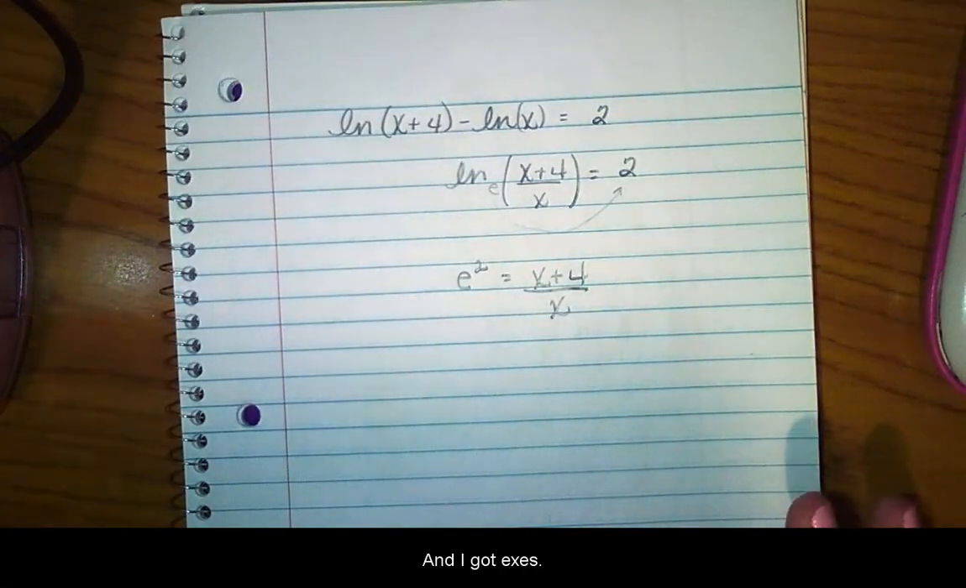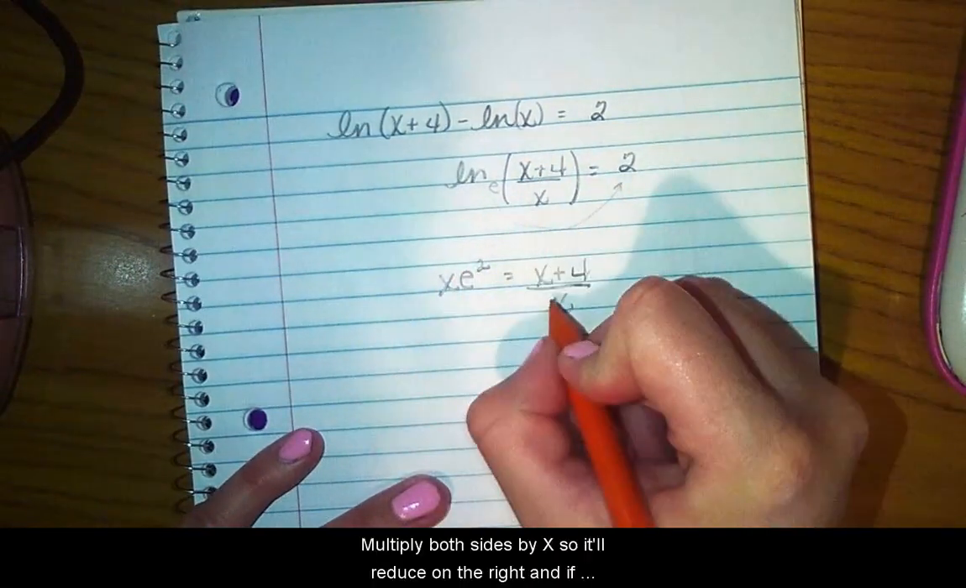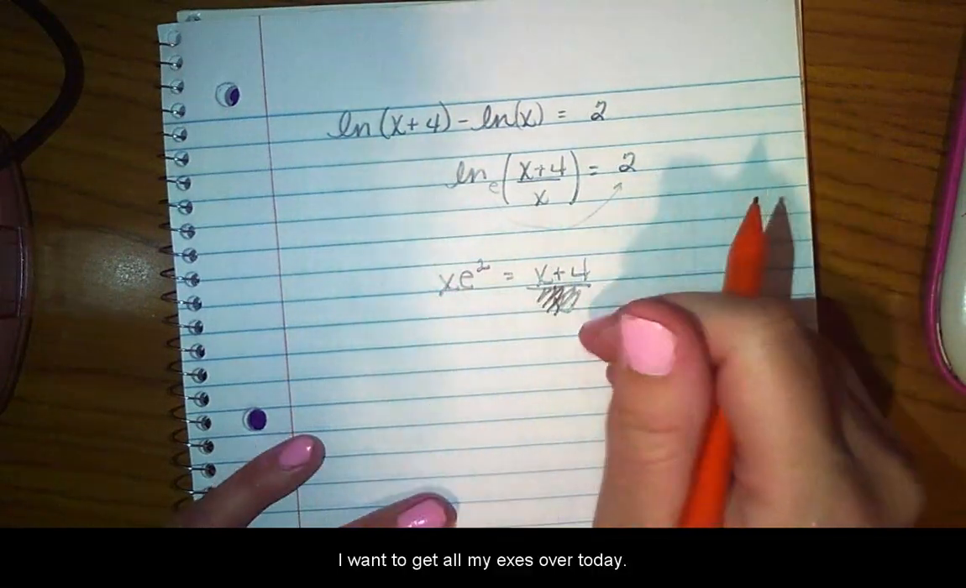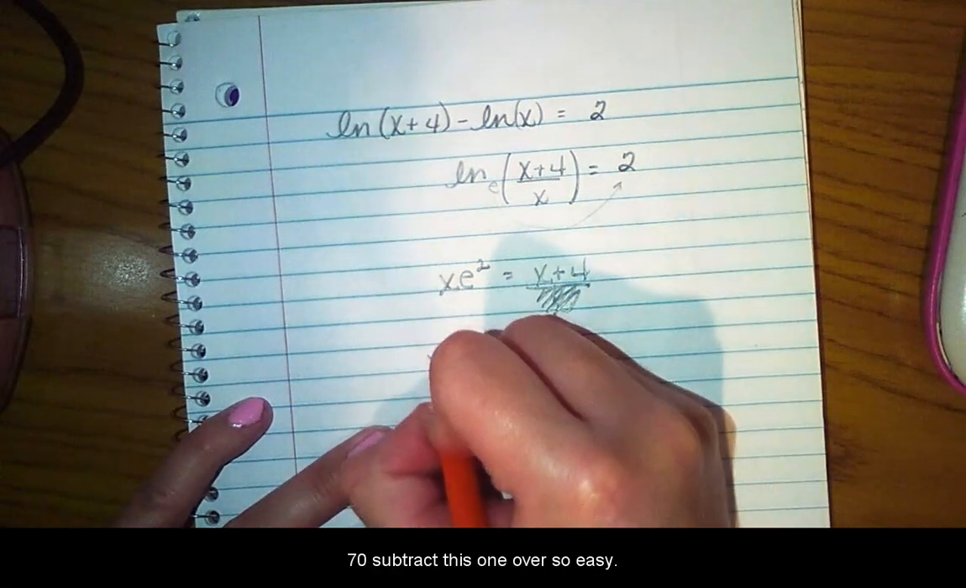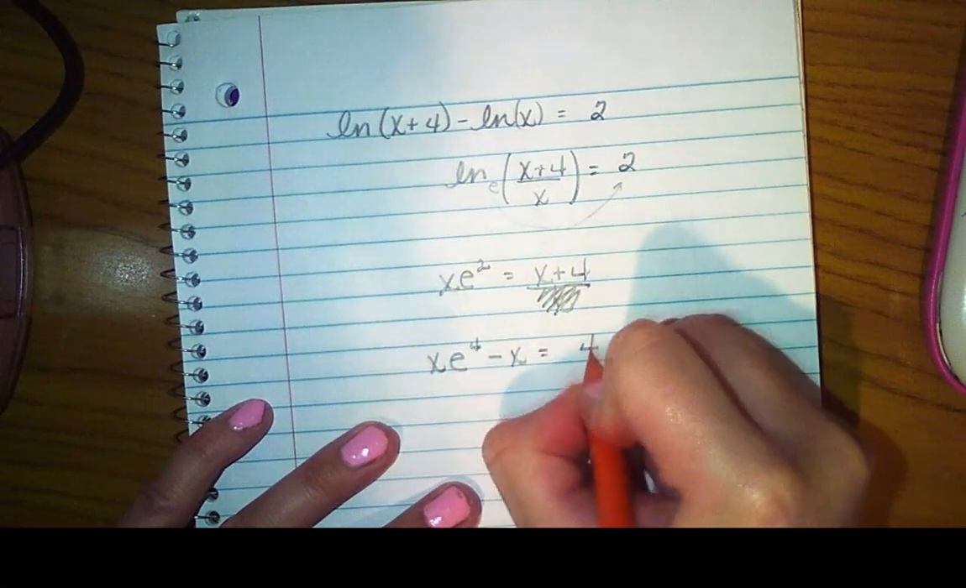And now I've got x's all over the place. So I'm going to multiply both sides by x. So it'll reduce on the right and appear on the left. And then I'm going to get all my x's over to the left. So I'm going to subtract this one over. So e to the 4th minus x is 4.